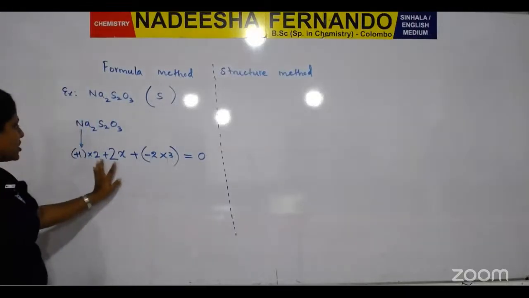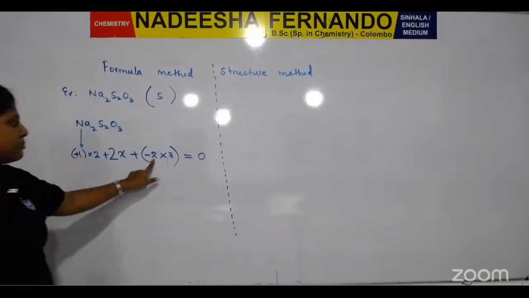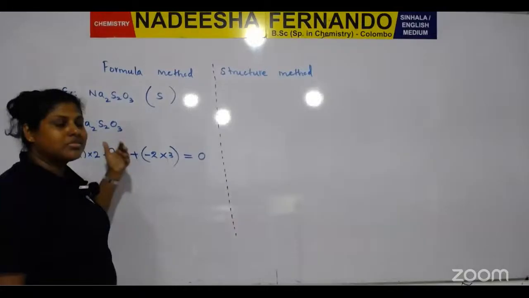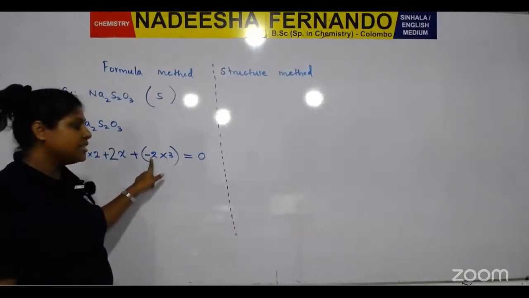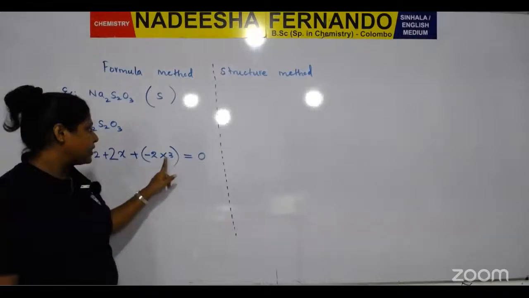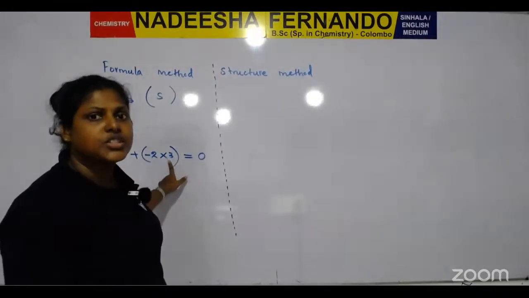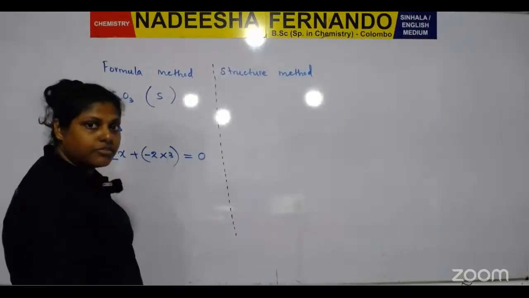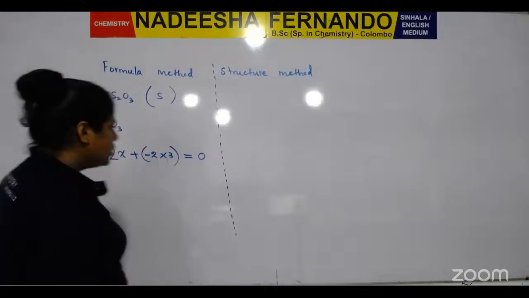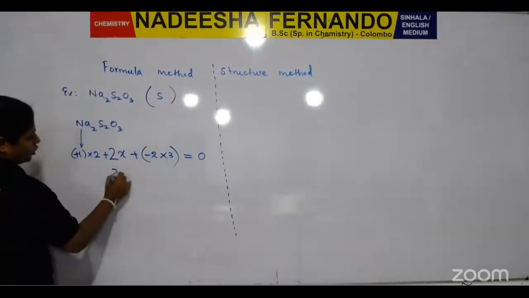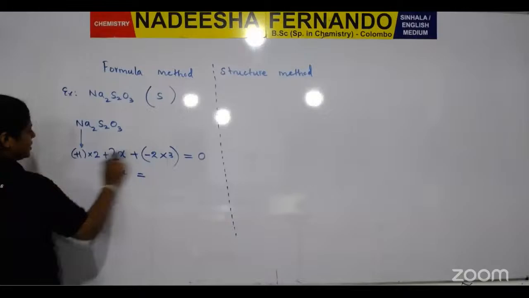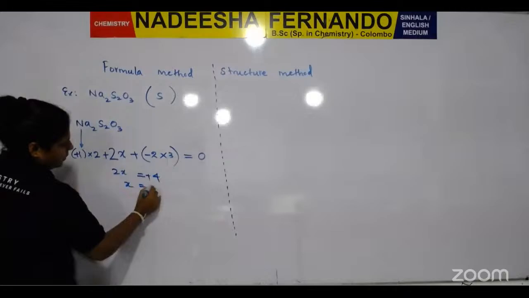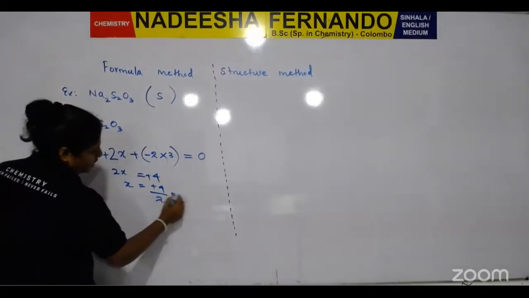+1 into 2 plus 2X plus 1 oxygen -2, because this one is an oxide in sodium thiosulfate, -2 for 1 oxygen. There are 3 oxygen atoms, therefore -2 into 3. So the sum of these 3 equals 0 because this one is a compound. So when you simplify this, 2X equals -6 plus 2, that is -4, goes to the other side +4. X will be +4/2, that is +2.